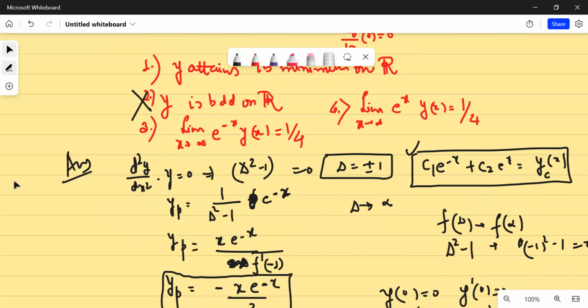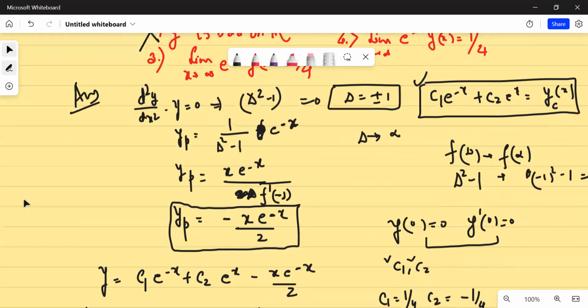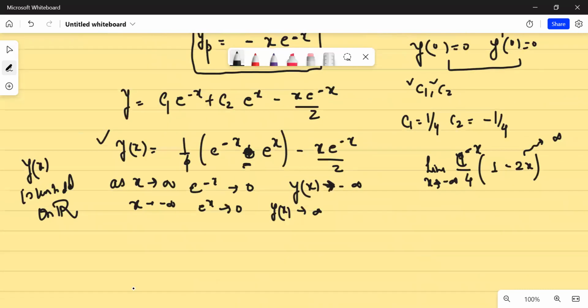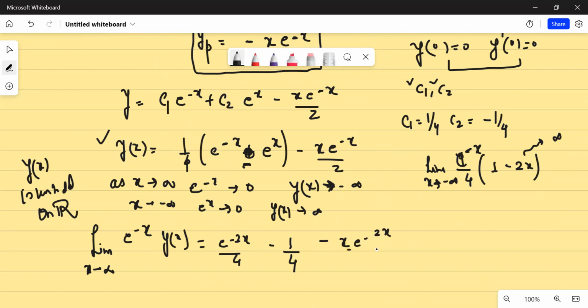ठीक है. अब देखो क्या कह रहे हैं कि e की पावर x से मल्टीप्लाई करते हैं तो e की पावर माइनस x से मल्टीप्लाई करते हैं. सो लेट अस मल्टीप्लाई द सॉल्यूशन बाय e की पावर माइनस x. So if I multiply the solution with e की पावर minus x and try to find the limit, this will become e की पावर minus 2x divided by 4. This will become minus 1 by 4. This will become x into e की power minus 2x by 2.